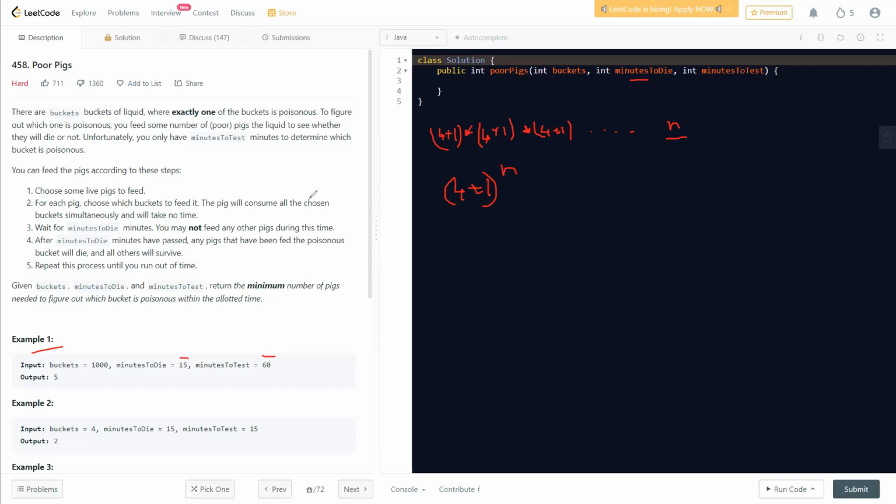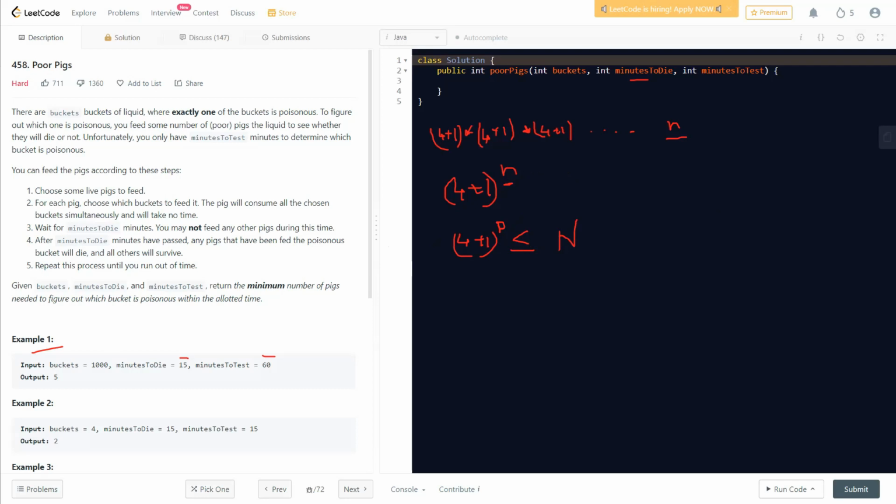That's the whole idea. So let's try to generalize. We are taking the same minutes and time. What is this n? n determines the number of pigs. So that is (4 plus 1) to the power the number of pigs, and the number of pigs is such that this is less than or equal to the number of buckets, say we take a capital N. Up to 25 buckets can be checked with 2 pigs in our 4 plus 1 time limit.